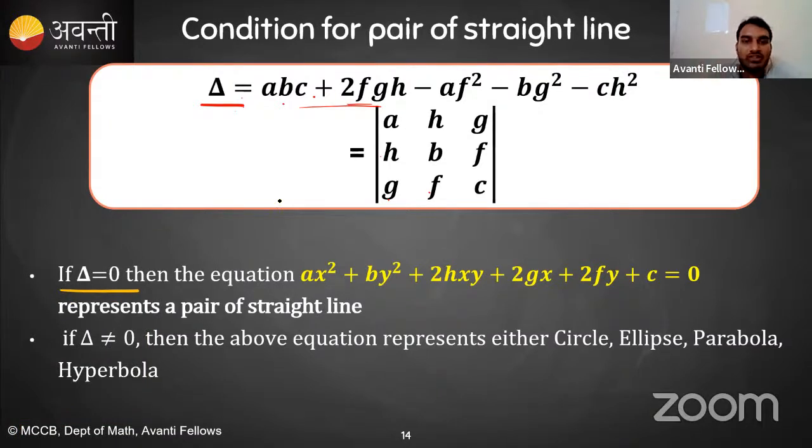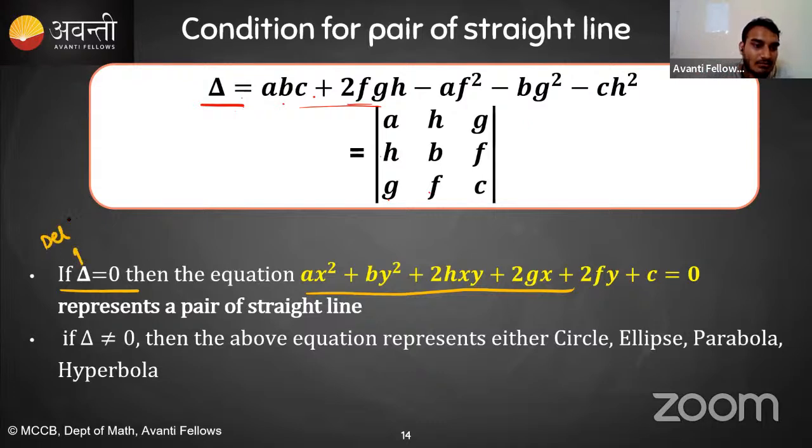So if delta is equal to 0, meaning abc plus 2fgh minus af square minus bg square minus ch square is 0, then this general equation of degree 2 will represent a pair of straight lines. And if delta is not 0, then it will not represent a pair of straight lines. It can represent a circle, ellipse, hyperbola, parabola, any of those curves, but definitely not a pair of straight lines. Clear? So for a general equation of degree 2 to represent a pair of straight lines, delta should be 0.